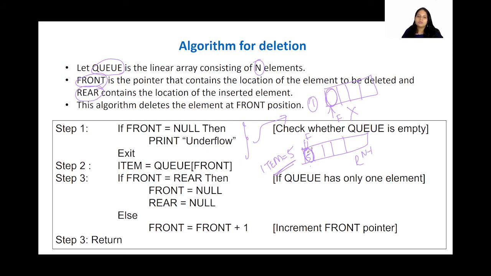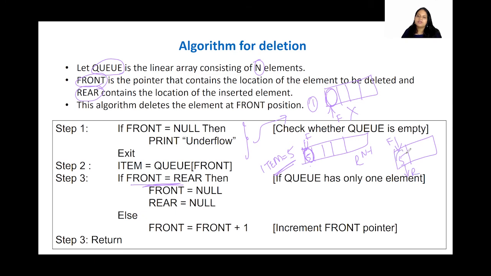Then I'm going to check if front is equal to rear. Why does front equal to rear happen? When does that happen? When we have only one item. Suppose I have only one item, then my front is also the same and my rear is also the same, isn't it?